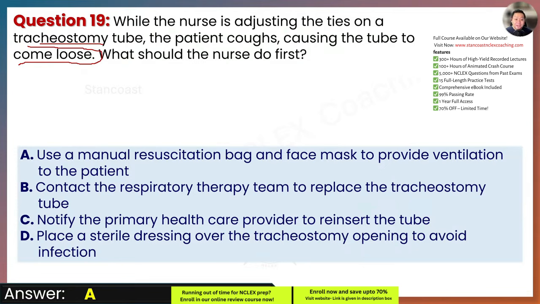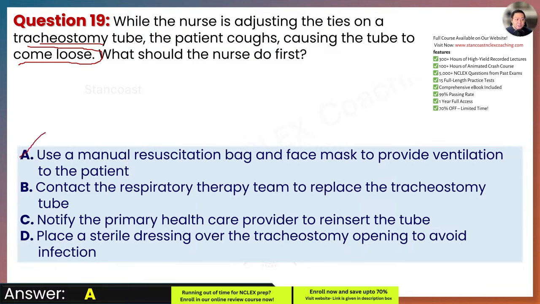So when a tracheostomy tube becomes dislodged, the patient's ability to breathe is already compromised, and you need to manually resuscitate the patient using the ambu bag and also use a face mask. Yes, this is the first priority to ensure the patient is getting oxygen while the airway situation is being managed. And so without the ventilation, nothing else really matters. And so this intervention buys you time to get help and also fix the issue without the patient becoming hypoxic.